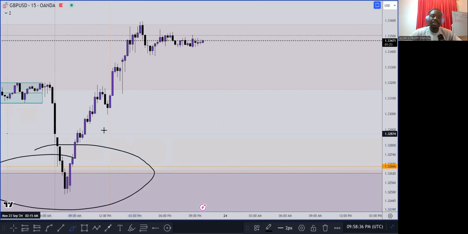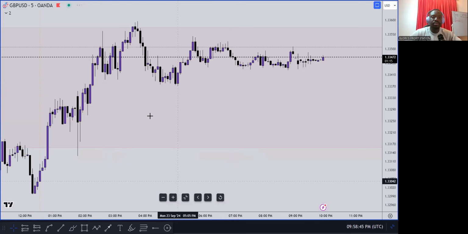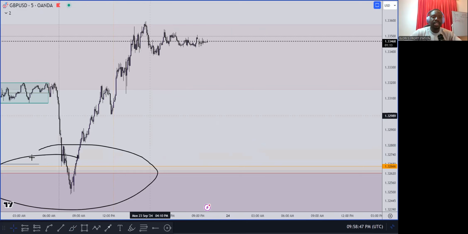Now, on the 15 minutes time frame, you can see that the market never even gave an entry. Let's check the 5 minutes time frame and see if the market presented an entry there.